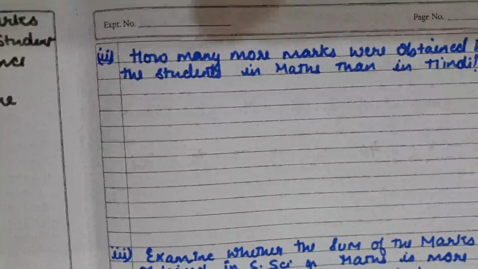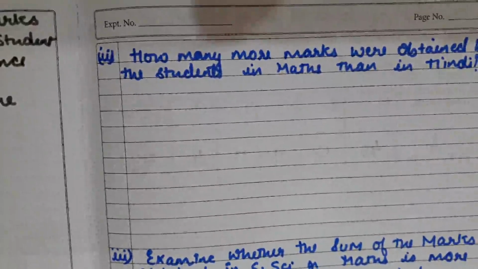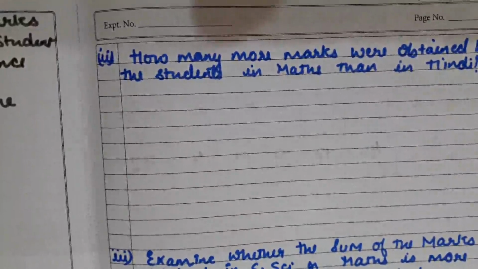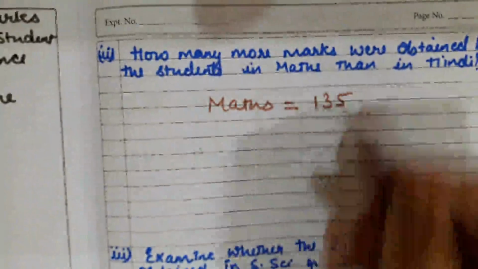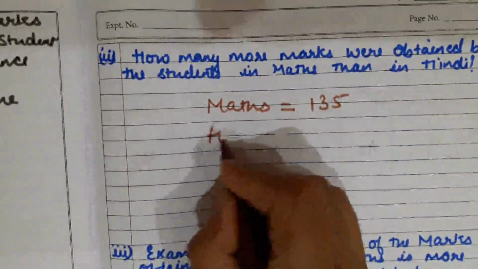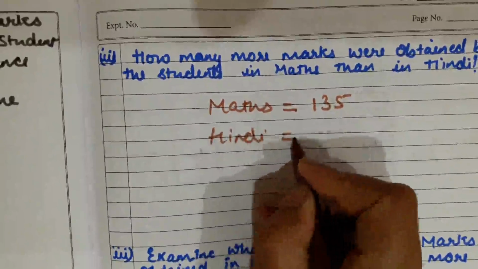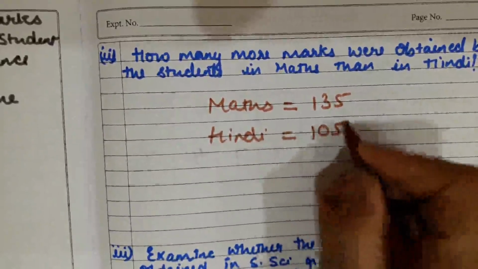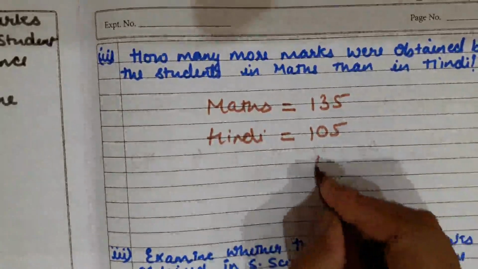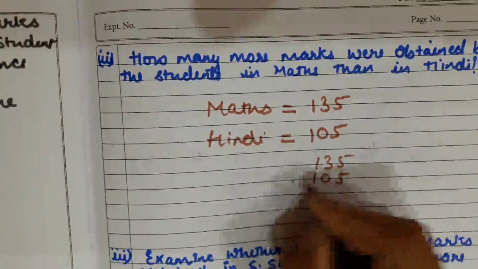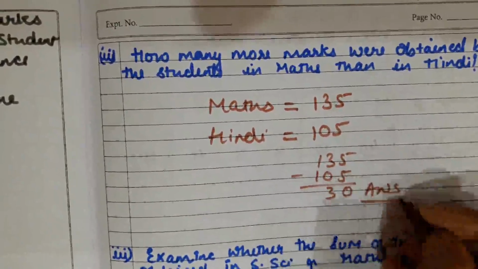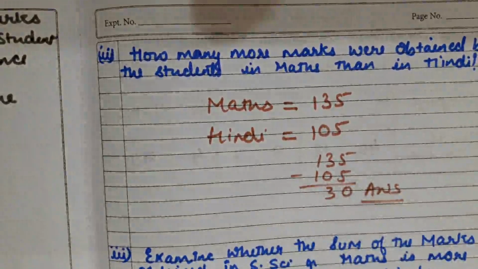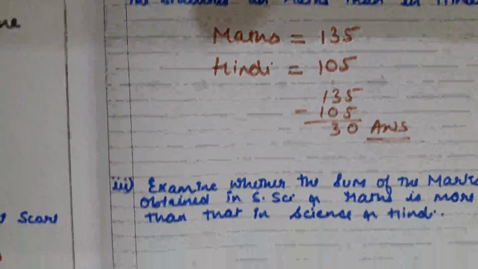Now the next question is, how many more marks were obtained by the student in maths than in Hindi? In maths the student is scoring 135 marks, and in Hindi the student is scoring 105 marks. So let's do the comparison. 135 minus 105, you will get 30. So 30 marks is the answer. 30 marks more in maths in comparison to Hindi. Let's move to the next question.